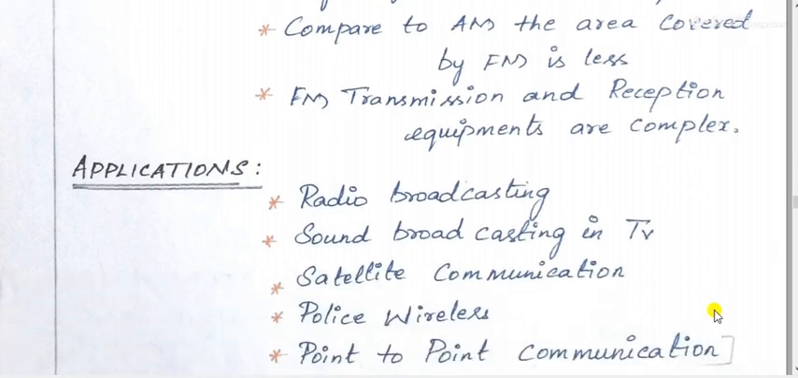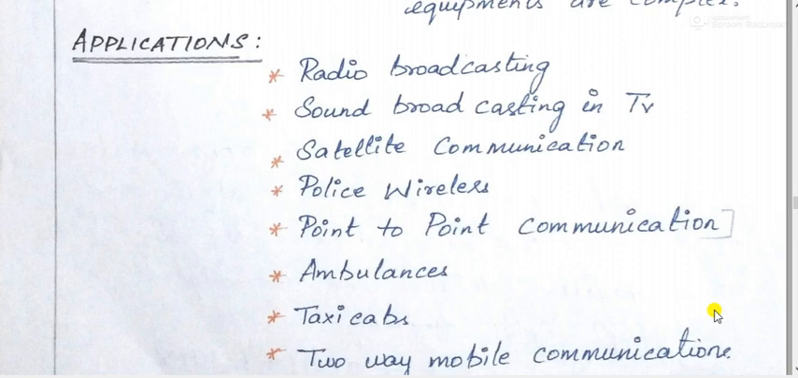Applications of FM. Where do we use this FM signal? Radio broadcasting, TV broadcasting, satellite communication, wireless, point to point communication, direct communication, ambulances, taxi cabs, two-way mobile communication, etc.